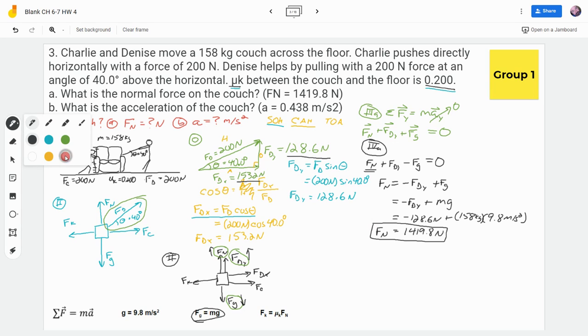Do a quick check. I wanted to solve for normal force in newtons. I have normal force in newtons, so that's good. Is 1419.8 a reasonable number of newtons for this normal force from the floor on the couch? It is. So you give it a check.